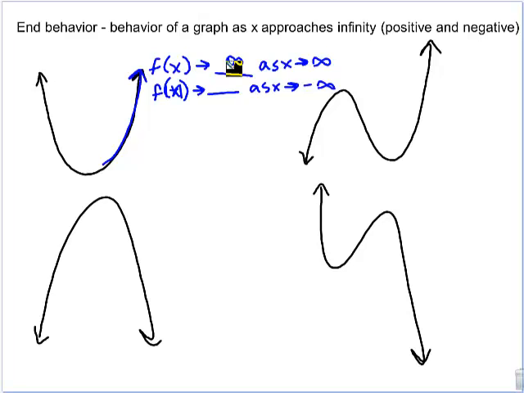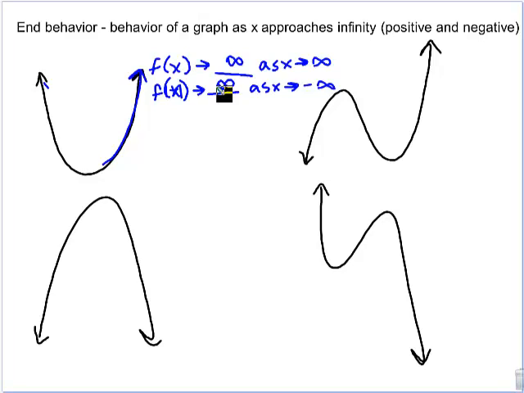Now you do the same thought process for the left-hand side of the graph. For the left-hand side, where is that end going? Up. So we're going up over here, so we would also fill a positive infinity in. Is that okay?